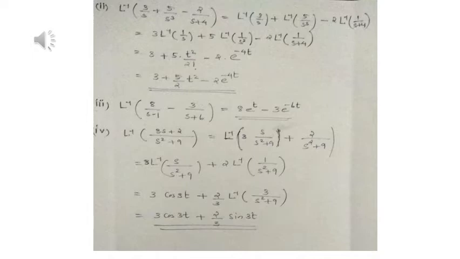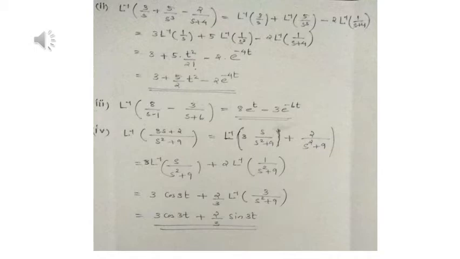Why? Because Laplace of cos 3t, we know, is S by S square plus 3 square. So Laplace inverse of S by S square plus 3 square, or 9, is cos 3t. So that is why we got the answer as 3 into cos 3t plus 2 by 3 into Laplace inverse of 3 by S square plus 9.